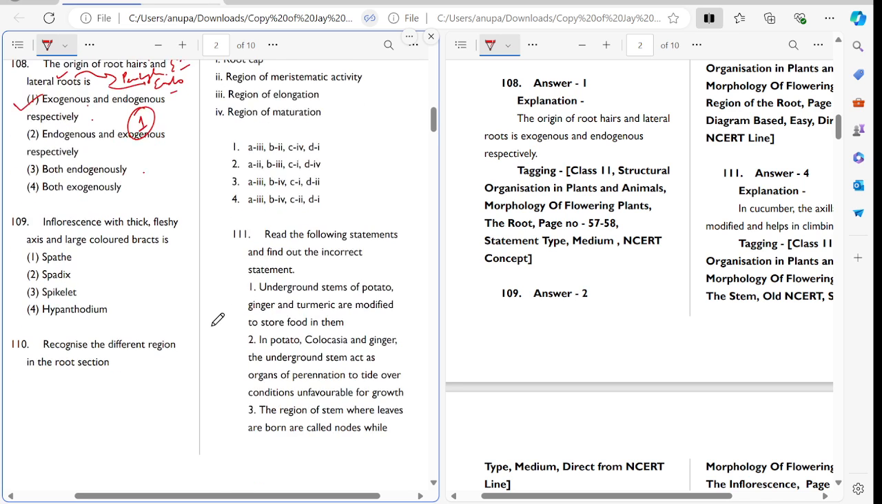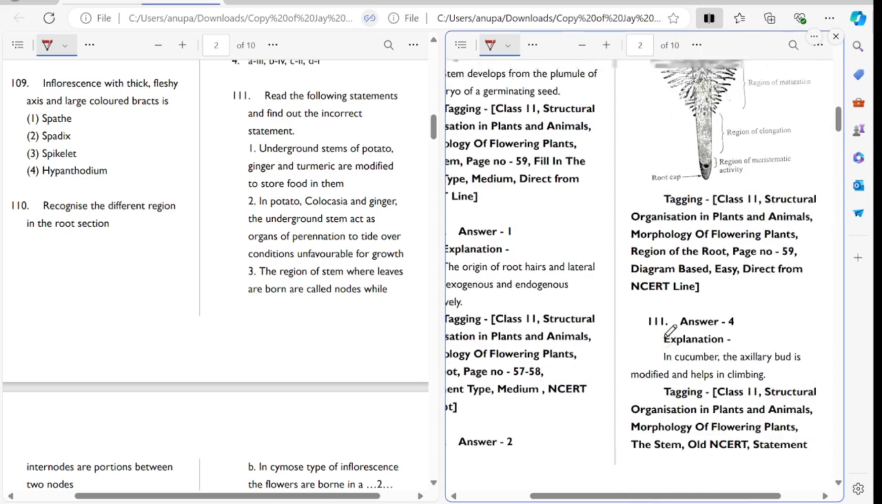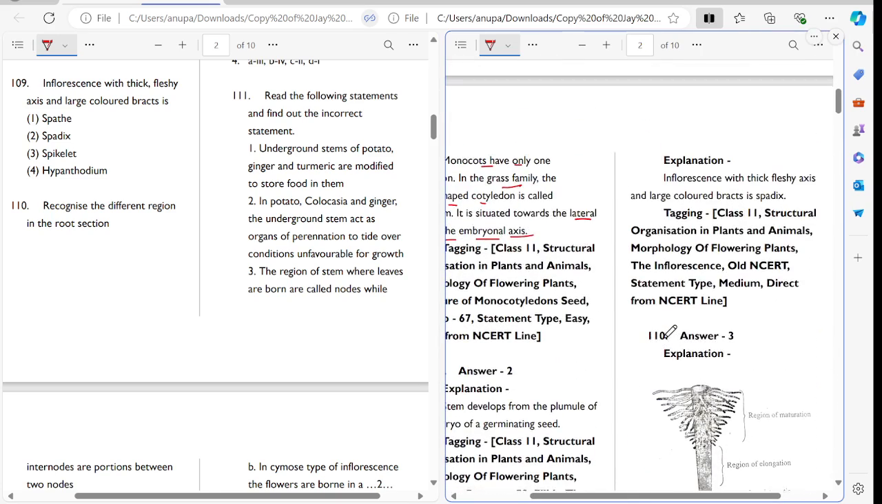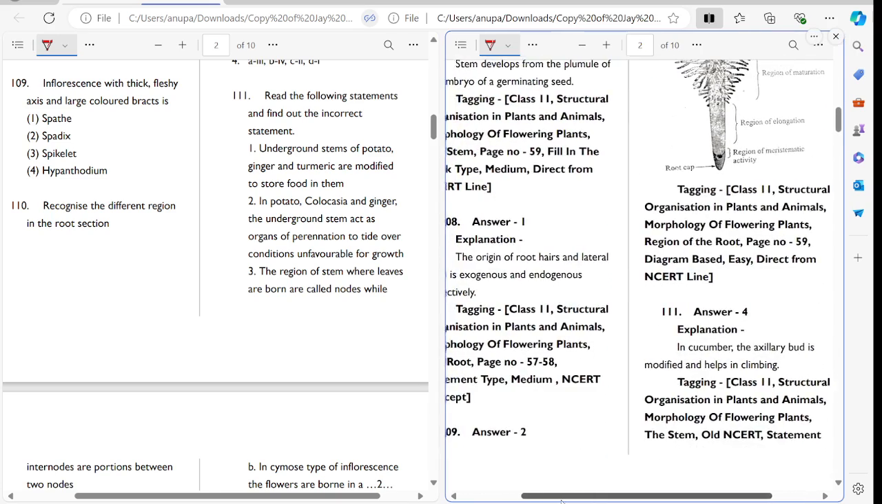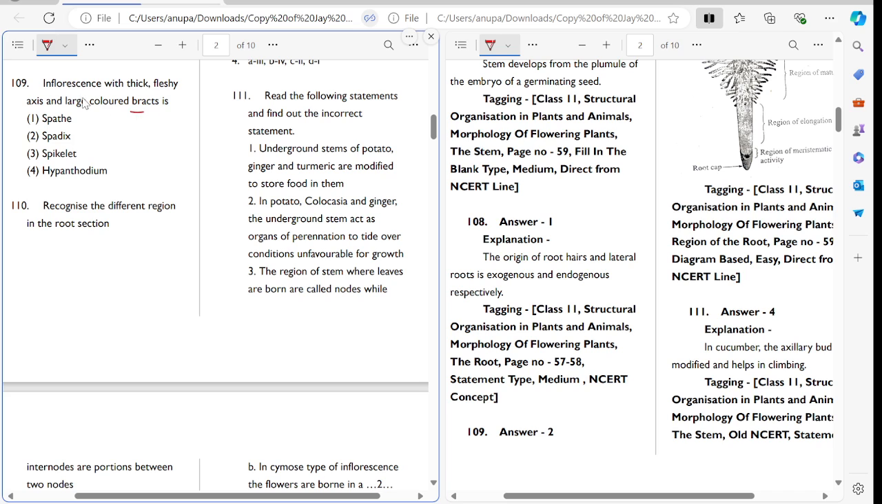Now let's move to the next question, that is question number 109. Question number 109 states that the inflorescence with thick, fleshy axis and large colored bracts is. Options are spathe, spadix, spikelet or hypanthodium. So the answer will be spadix.